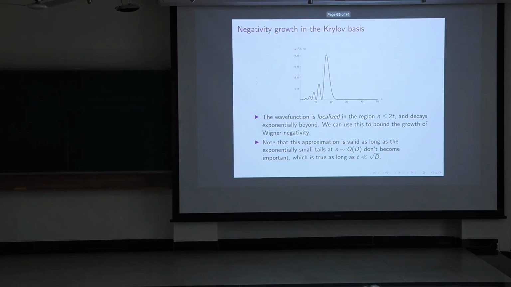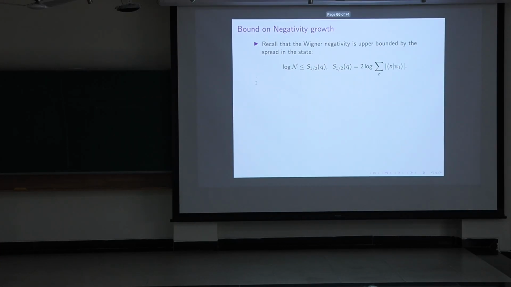Okay, so the last point is to argue that the negativity grows as a power law in the Krylov basis, and now it's almost obvious. Recall from this discussion of uncertainty that the log negativity gives you a lower bound on the half Renyi entropy of the probability distribution in Q. You can turn that around and view it this way: the half Renyi entropy of the probability distribution in Q gives you an upper bound on the log negativity.